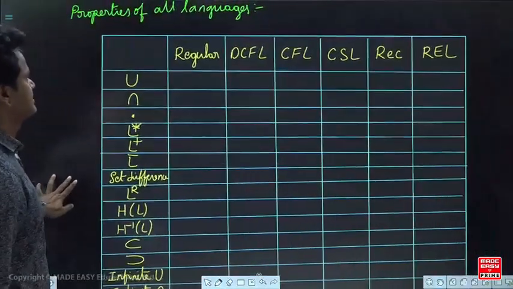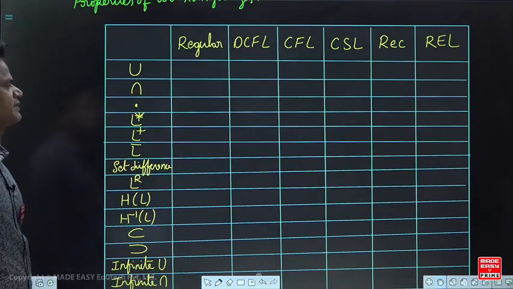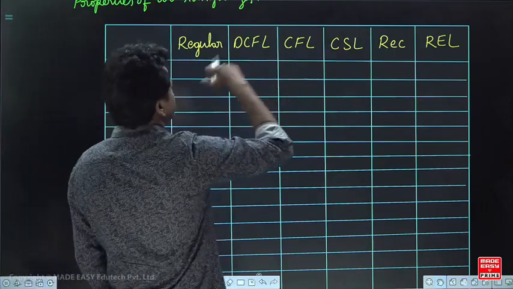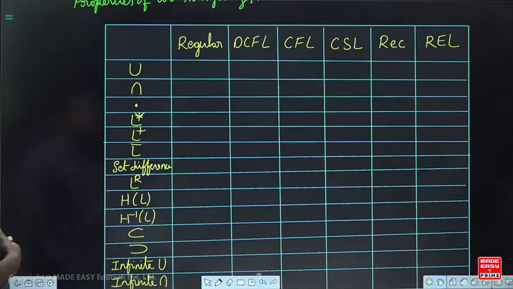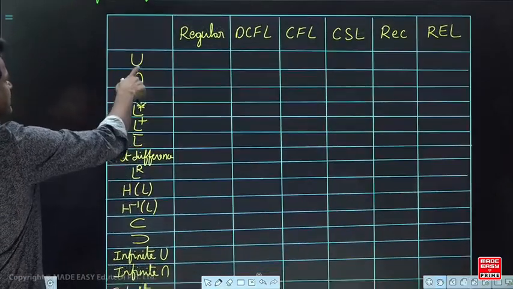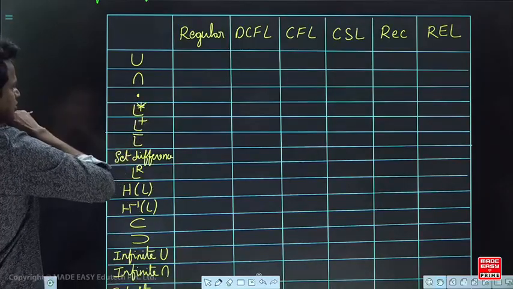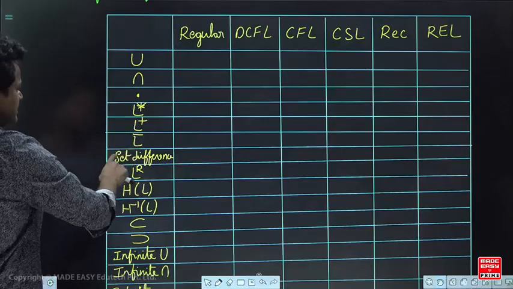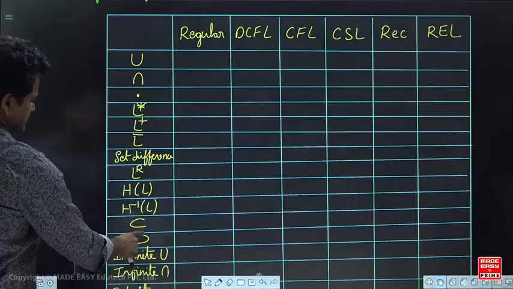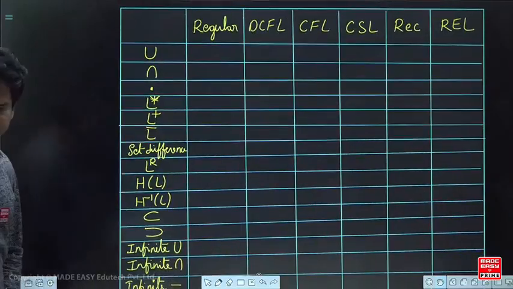Okay. So take this structure, guys. Copy this. Regular, DCFL, CFL, CSL, REC, REL. You know this order. Okay. You need not maintain any order, you can write any order. So union, intersection, dot, that is concatenation. This is Kleene closure, positive closure, complement, set difference, reversal, homomorphism, inverse homomorphism, subset, superset, infinite union, infinite intersection, infinite set difference. Okay?